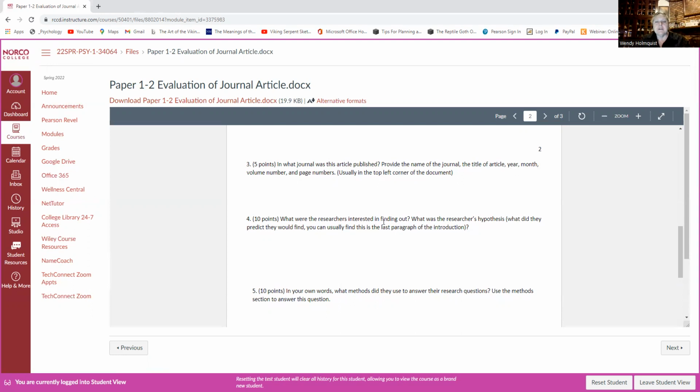What were the researchers interested in finding out? What was the researchers' hypothesis? In other words, what did they predict they would find? You can usually find this in the last paragraph of the introduction.